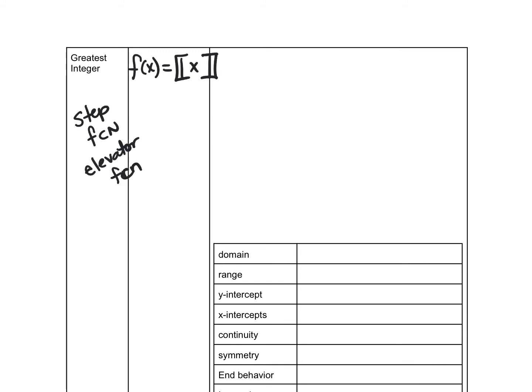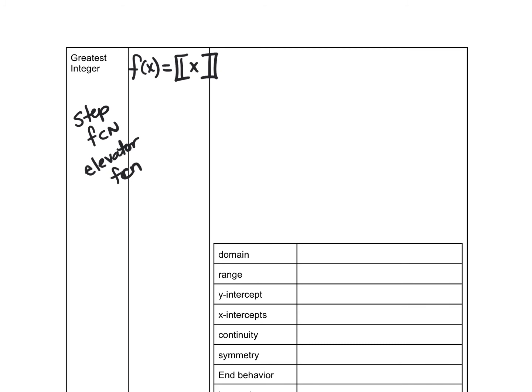Now, I'm not going to give you a table of values. I am, however, going to explain to you why it's called a step function or an elevator function. I'll tell you why it's called an elevator function first, and then we'll graph everything, and then you'll see why it's called a step function. Greatest integer function basically says it can only be an integer function value. It can only equal 1 or 2 or 3 or -1 or -2 or -3 or -4 or 0. It cannot equal any of the values in between integers.